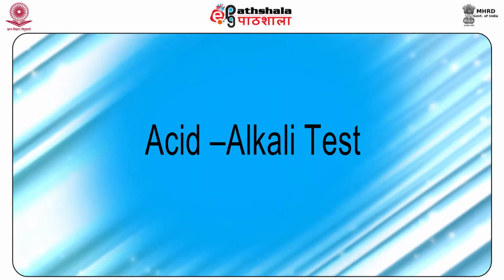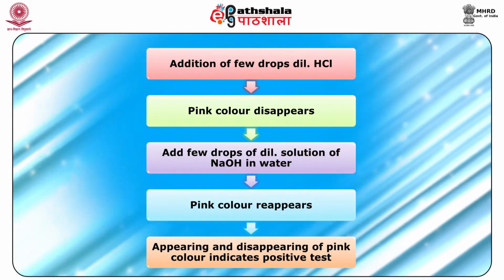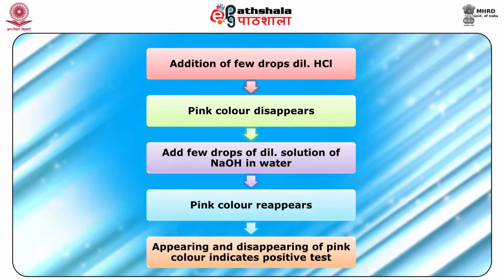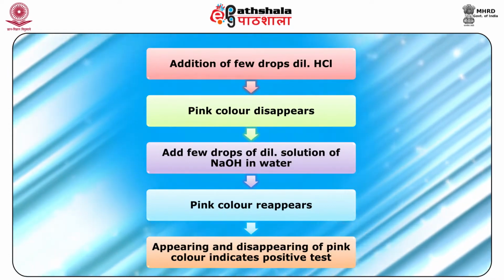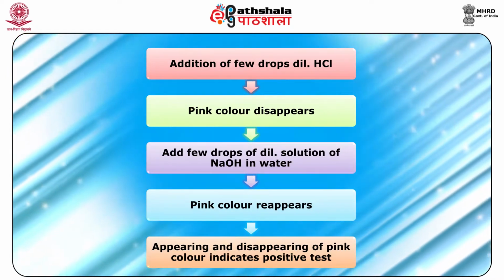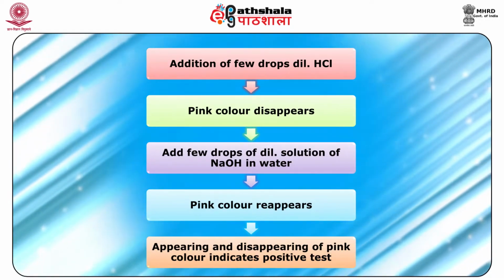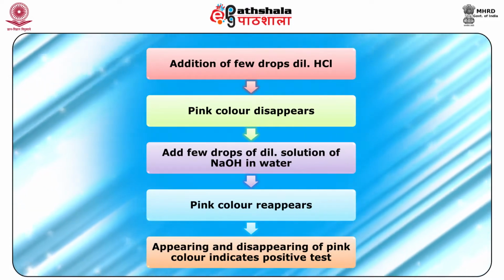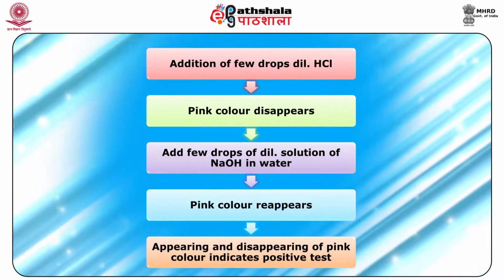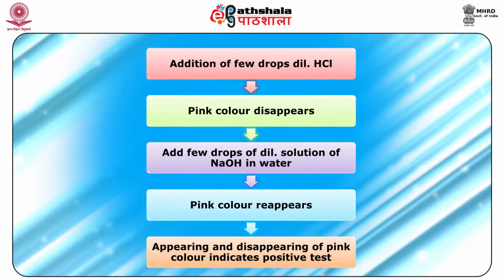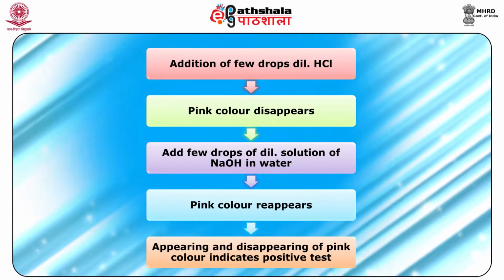Next is the acid-alkali test. On addition of a few drops of dilute hydrochloric acid, the pink color disappears. Now add a few drops of dilute solution of sodium hydroxide in water. The pink color reappears. Appearing and disappearing of pink color indicates the positive test for the presence of phenolphthalein.